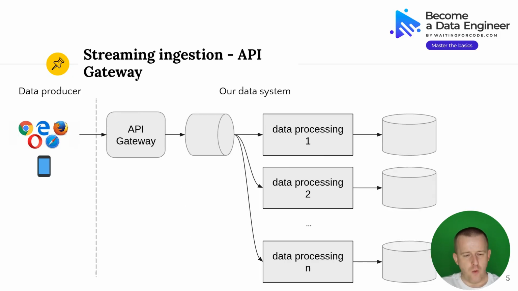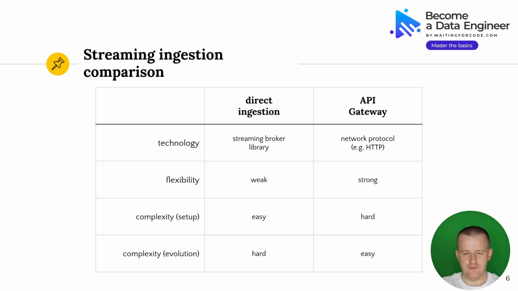So that's the reason why we very often add an intermediary component between this external world and our data system, and this intermediate component is called API gateway. So when to use what? For the direct data ingestion, we mostly use a streaming broker library in Java, in any language you are working on. Whereas API gateway is mostly a network protocol, so we will use, for example, an HTTP or HTTPS connection.